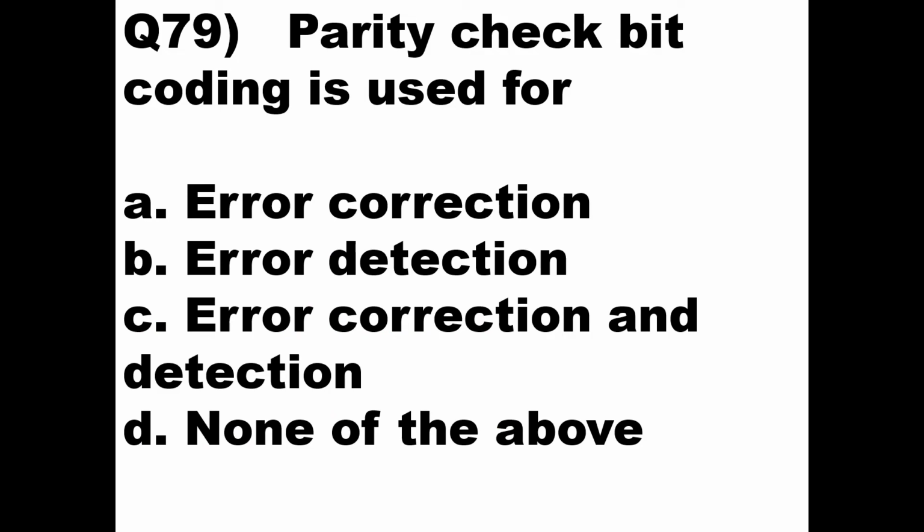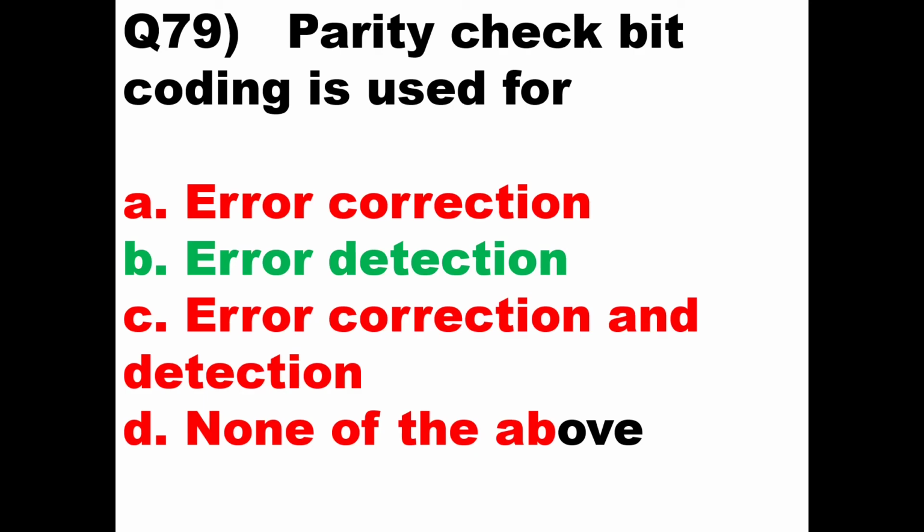Then we'll go to the next question, question number 79. Parity check bit coding is used for, okay. Whether it is odd parity or even parity, whenever you use a parity check bit and at the receiver you check the parity, if you found any error, it is only error detection. It is not going to correct any error. So here the answer should be parity check bit coding is used for error detection. So B will be the answer, error detection.